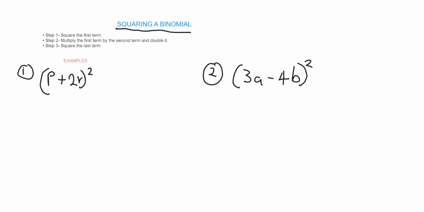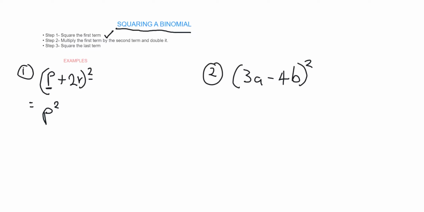So the first one, you do what? You square the first term. So what does that mean? Actually, let's just go straight to it. When you square the first term, this p is your first term. So you are going to have your p squared out here. So that's the first thing that you're going to have.